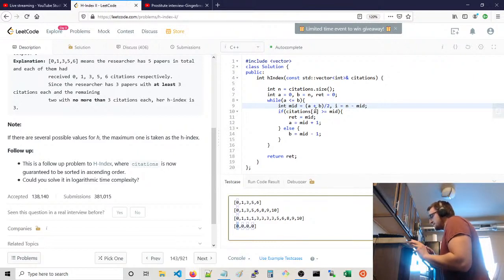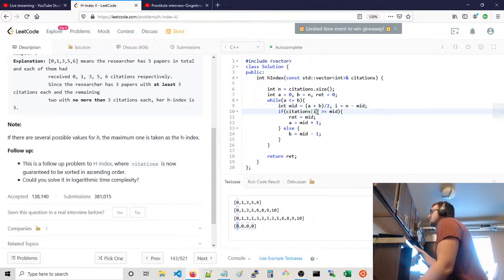We ruled out 2. So we're actually 0 through 1 now, the two numbers we're going to look for. We start with 0. If citations of 0, is 0 greater than or equal to mid, which is 0? It's true, so we set this to 0, and we increment A to 1, right? So now we're looking on the right side, so A is 1.